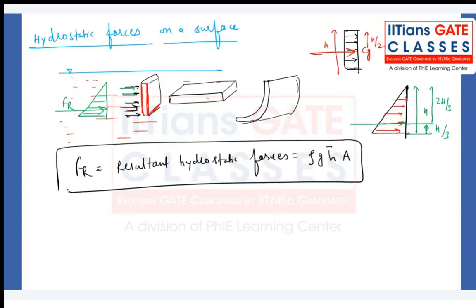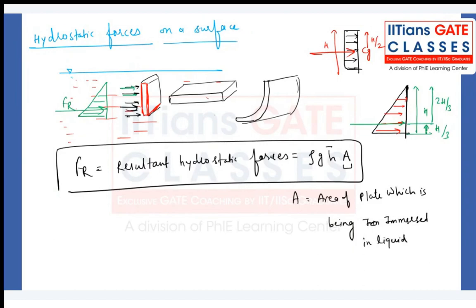Make a note of it. Very, very important, make a note of this one. Now, which area? Which particular area? That is very, very important. Wetted area. Area of the plate which is being immersed in a liquid. Or area of the surface which is being contacted with the liquid. Very, very important, guys.